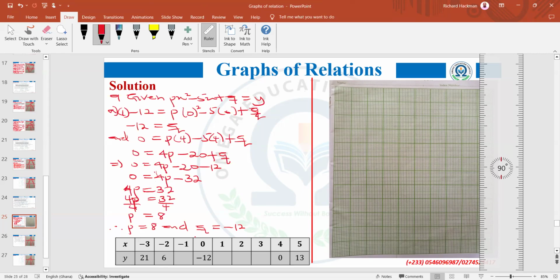Yes, please. So it's the actual relation that you are going to use to complete the table. At this point, when it comes to B, where you are asked to copy and complete the table, you can write: this implies that your y is equal to, then substitute the values. That will give you 8s squared minus 5s, then minus 12. Is my point well made?